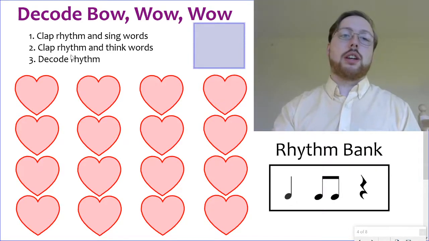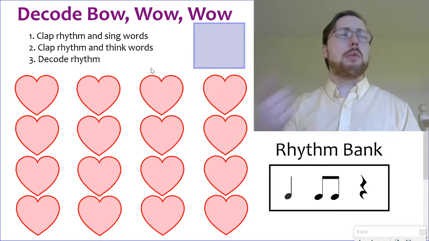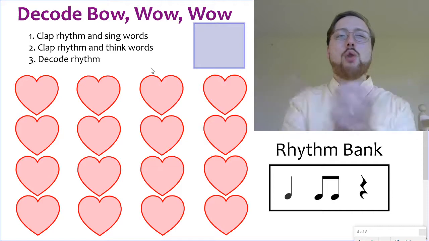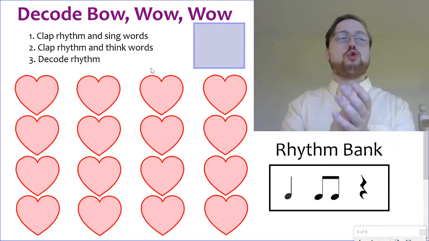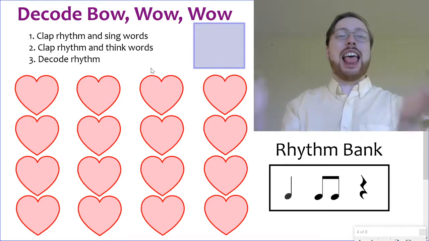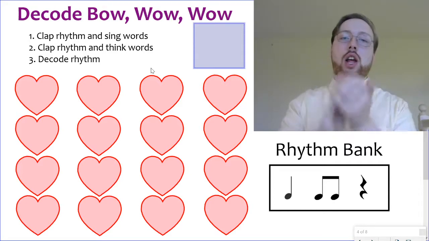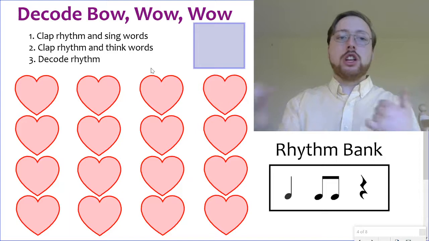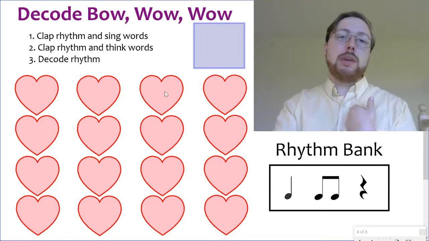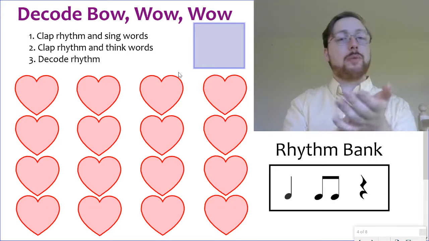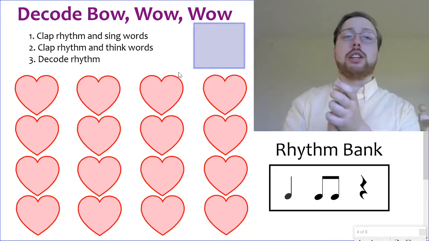Second step. Clap the rhythm and think the words. That's when we put the words in our lips and in our head. So it looks like this. Remember? So track the beats with your eyes as we clap and think the words. Here we go. 1, 2, ready, go.